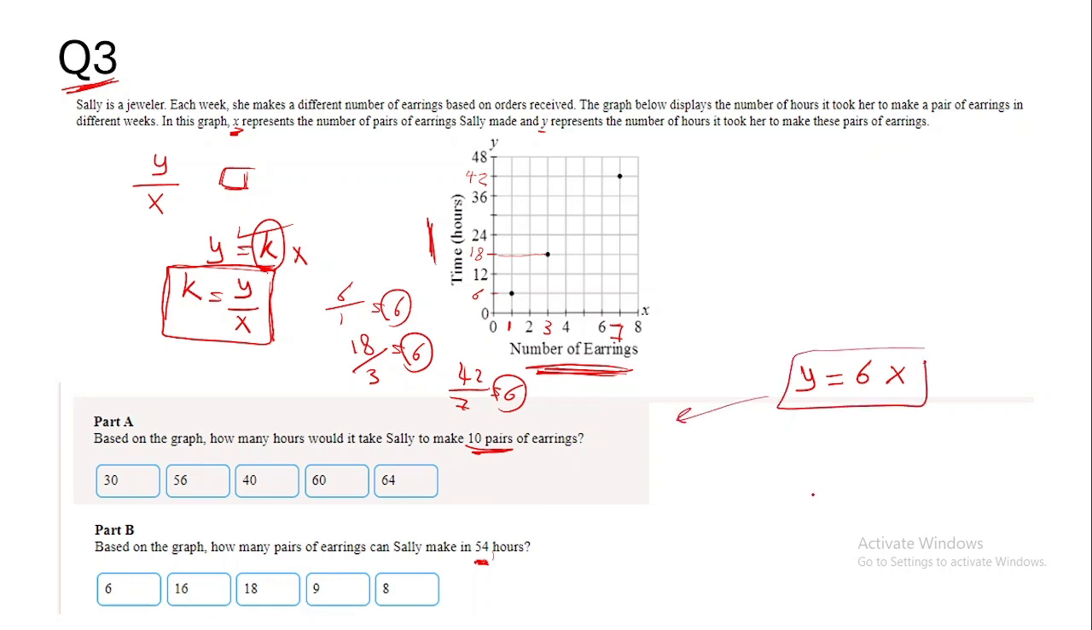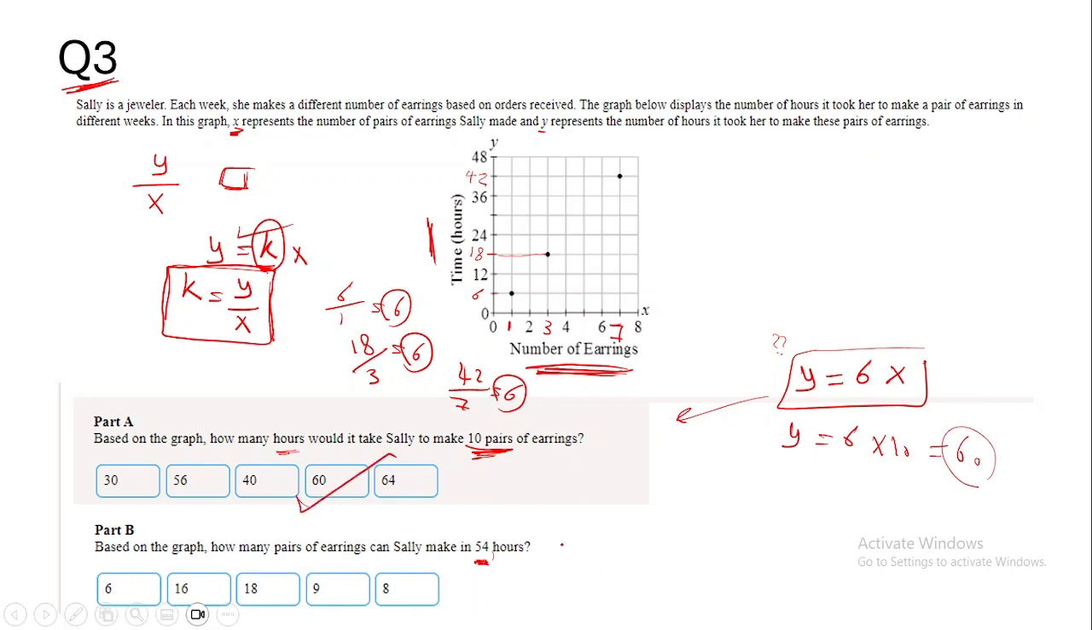Now let's see the question here. It is saying how many hours, which means this is the y value, so I need the y. It takes Sally to make 10 pairs of earrings. A pair of earrings is x, so 10 pairs, okay? So that means y equals 6 multiplied by 10, which is 60. So the answer would be 60.